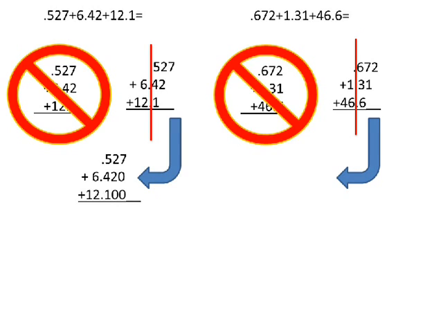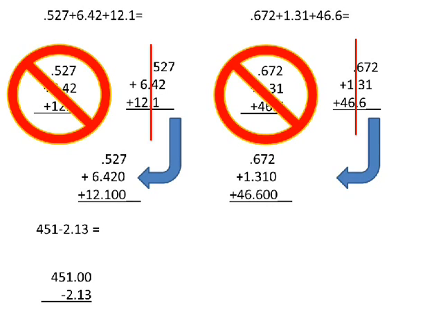So below the 2, when we have the 1.31, we're going to add a 0 behind it. And the 46.600, we add the zeros behind that. This is going to be the exact same thing for subtraction. On this problem over here for subtraction, we have 451.00. We add in the zeros, and we add the decimal point behind the 1.